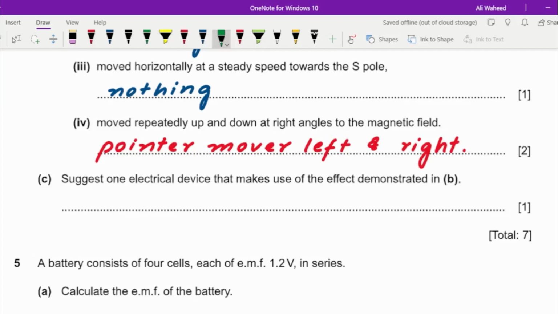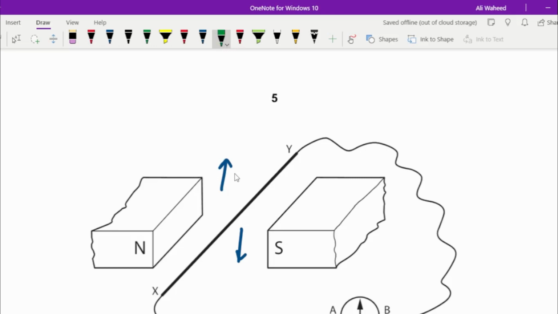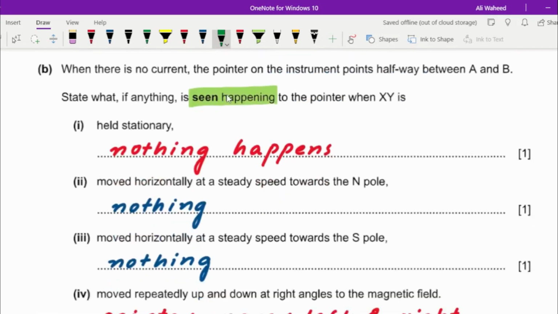Okay, so just one electrical device that makes use of this effect demonstrated in part B. Easiest of them all. This is the principle of the generator. So the motion is there. We are providing movement to the wire, we are providing the mechanical energy, and as the output we are getting the current, we are getting electrical energy as the output. So what device do we have? We call it generator.